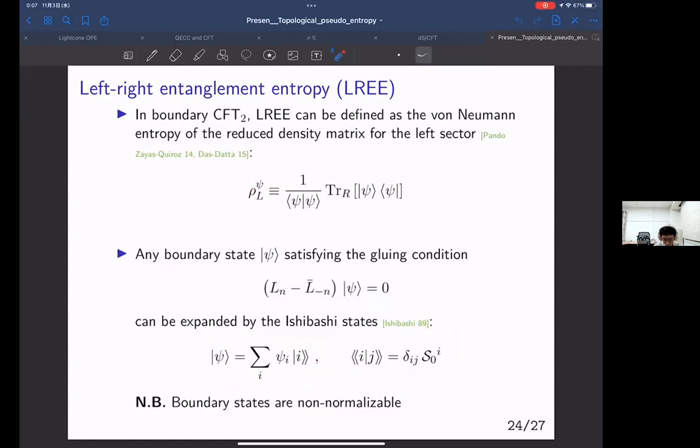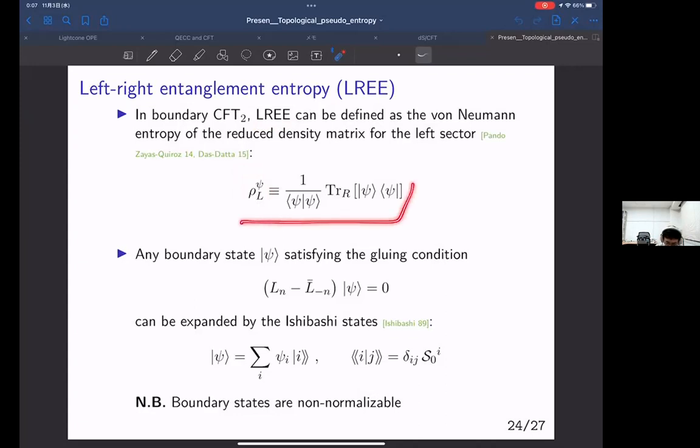So you need some regularization if you want to calculate some physical quantity. Anyway, the point is that left-to-right entanglement entropy is just the von Neumann entropy for this reduced density matrix. So in boundary CFT, you have left and right movers, but you take a trace over the right mover, then you end up with a reduced density matrix only for the left mover.